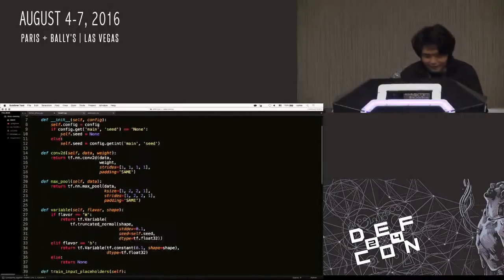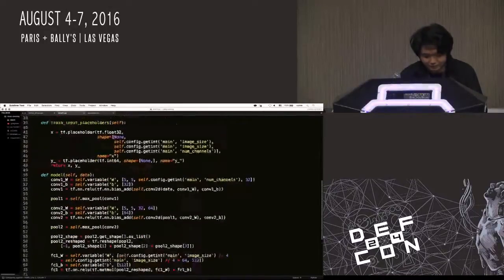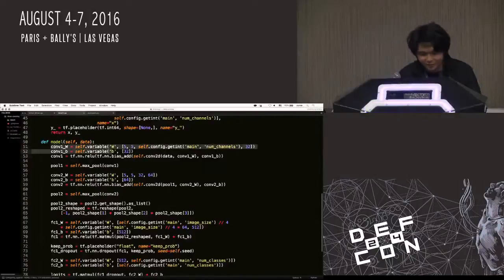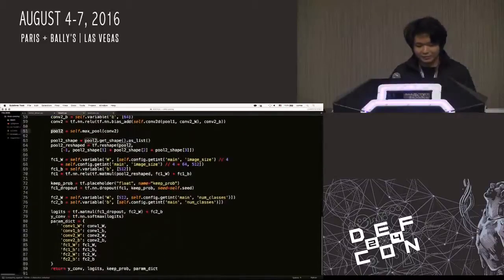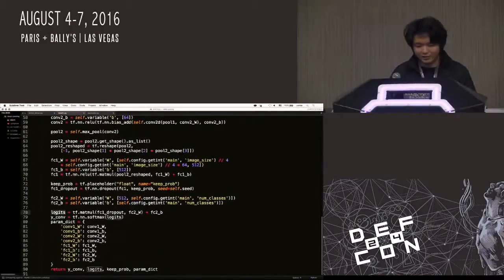And then here is the actual definition of the model. The layers are defined line by line. You have the first convolution layer, then a pooling layer, convolution 2, pool 2, and it just goes from top to bottom, from shallow layers to deeper layers as you go down. And as you see, the logits and the softmax function create the output of this neural net.